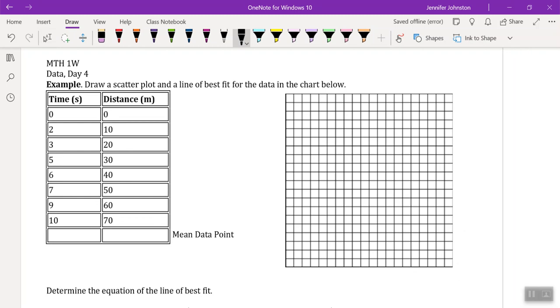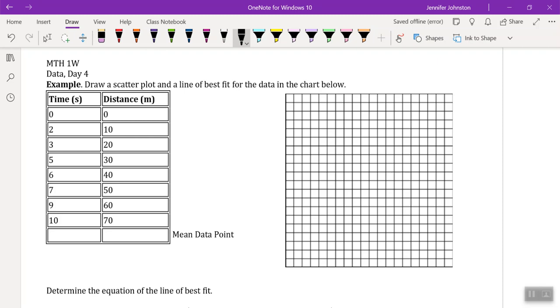Okay, so there's a couple of different things that we need to do first. Let's figure out which one is the independent, which one's the dependent. All right, what are we thinking? Evie, what are you thinking for distance and time? Which one's independent? Which one's dependent? Yell it out.